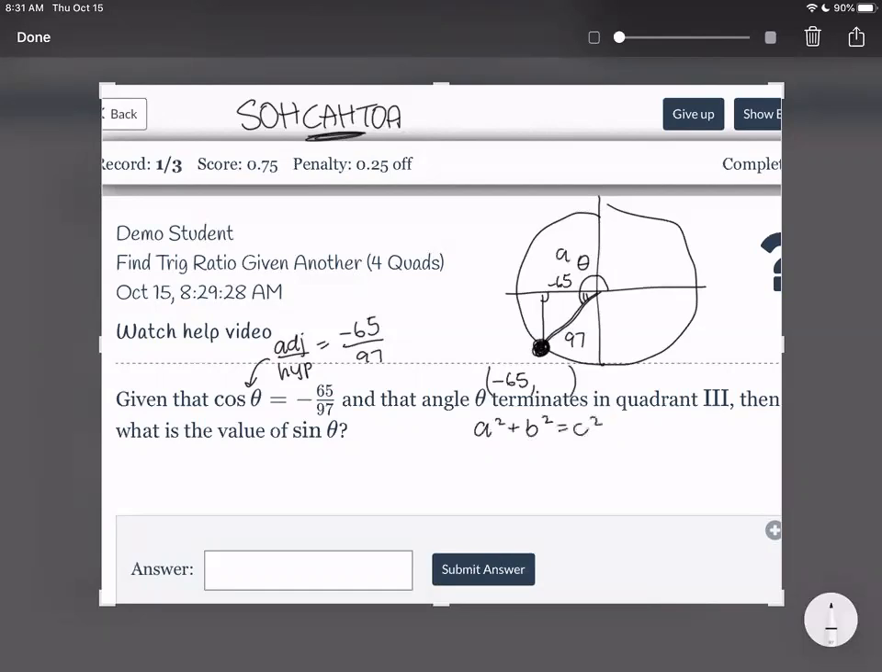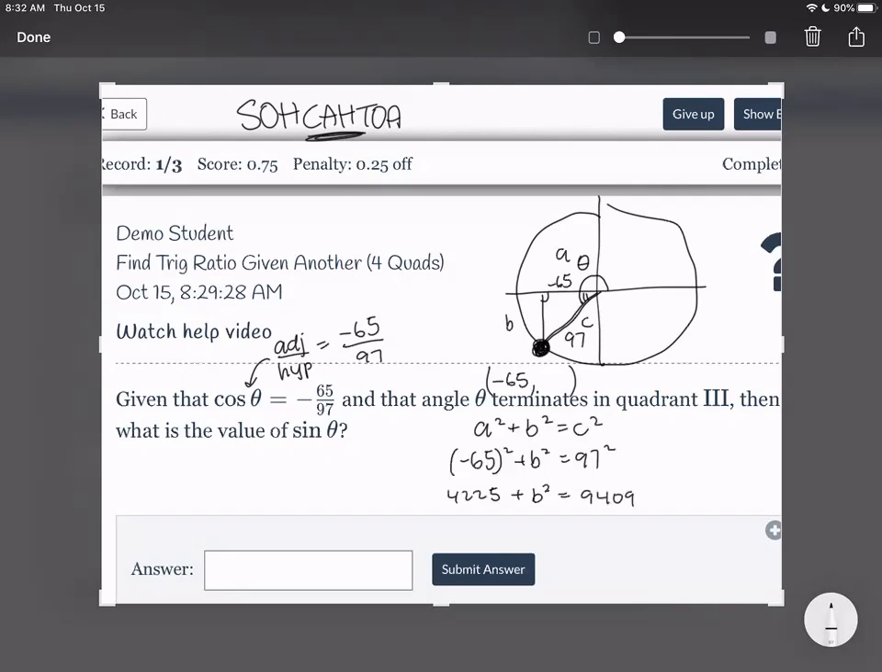So this is our A, this is our B, and the hypotenuse is our C. Let's plug it in. We got negative 65 squared plus B squared equals 97 squared. I'm going to use my calculator because in my head I just don't know what that is. 65 times 65 is 4225, plus B squared equals 97 times 97.